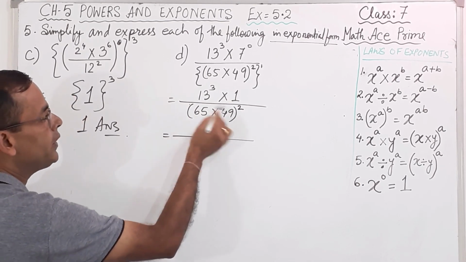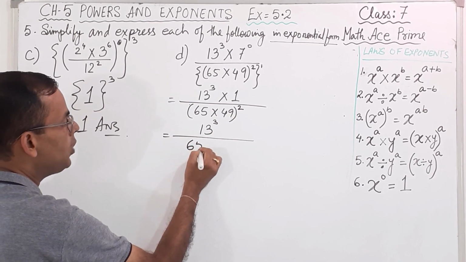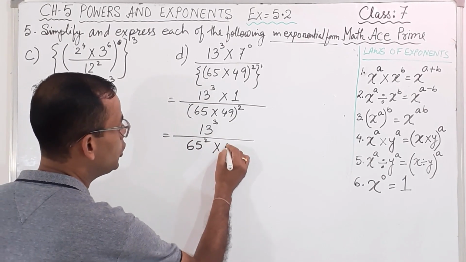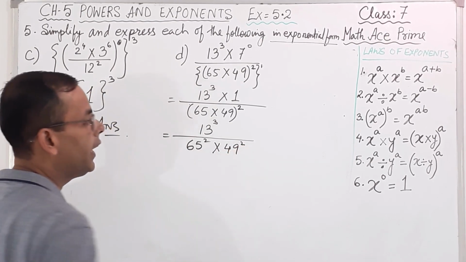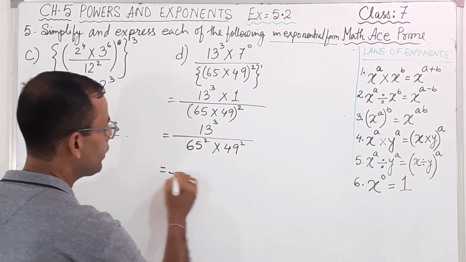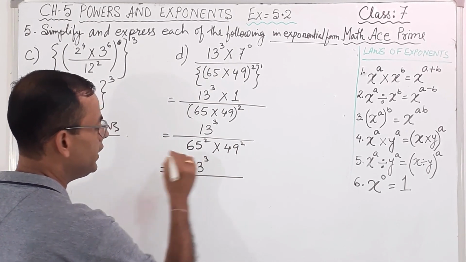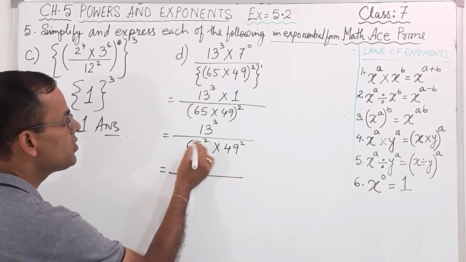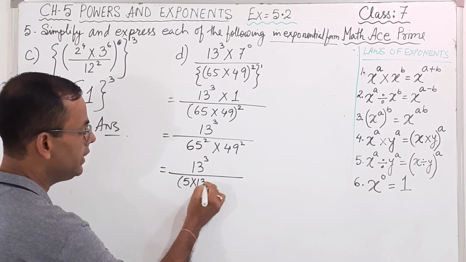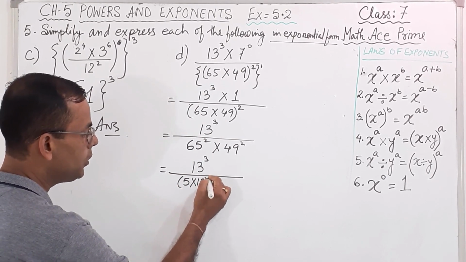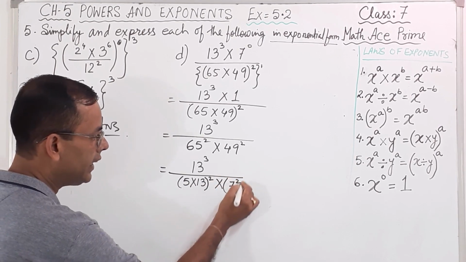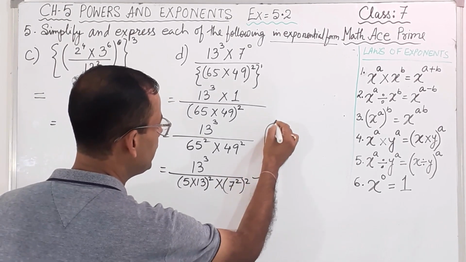Now downside, if I open the bracket, then this power will sit on top of 65 also and on top of 49 also. Okay. So 49 square, 65 square. Now what I will do? I will write 13 to the power 3. Nothing I will do, top one. Okay. Now 65, what I can write? 5 into 13. Okay. And then to the power 2 into 49, can I write 7 square, and then again power 2.